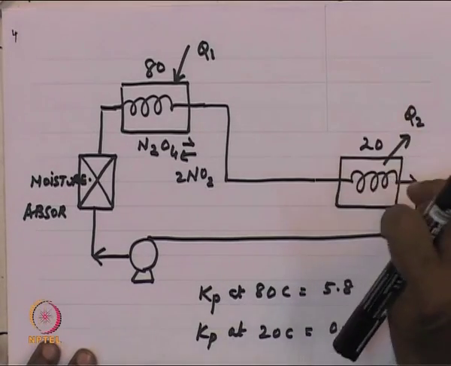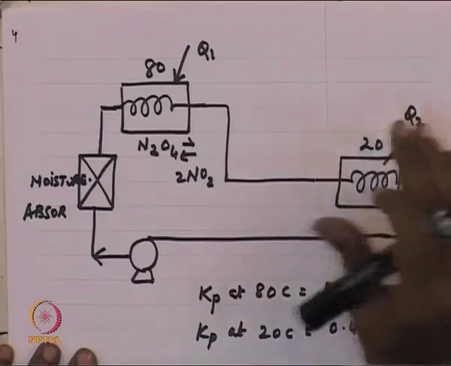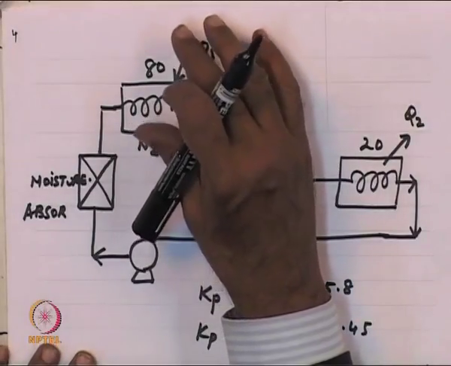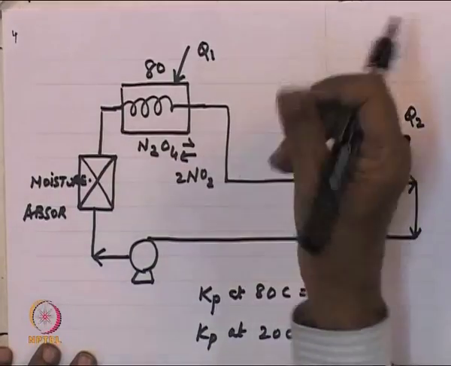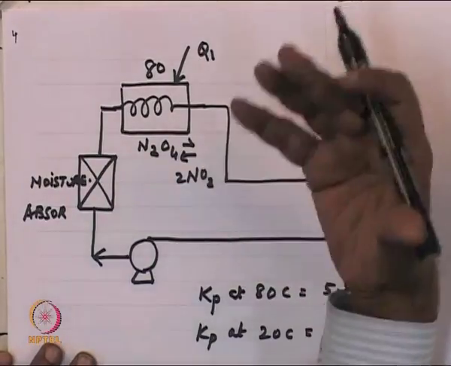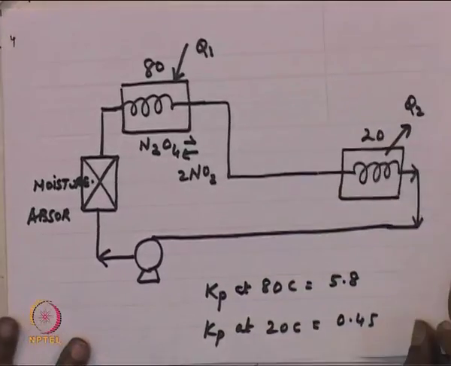The consumer at 20 is a space heating application. The source at 80 degrees C might be a source of waste fluids that might be available in an environment, maybe a factory and so on. Okay. So, this is the application that we are trying to evaluate in this exercise.